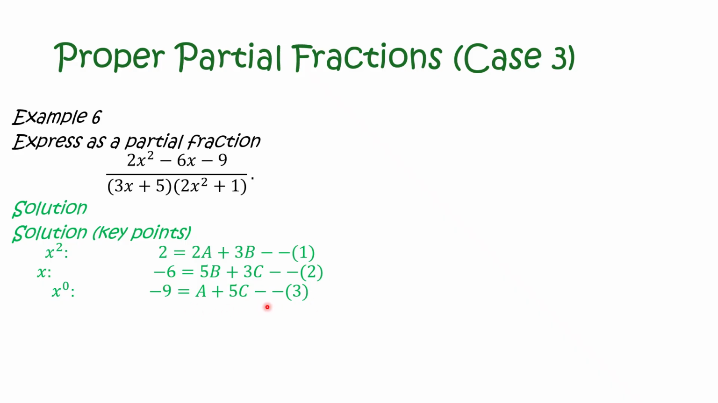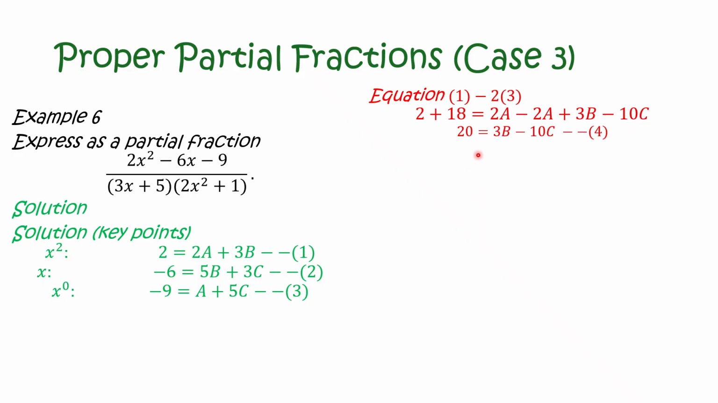So we have simultaneous equations 1 up to 3. Right, so recall the key points here. We want to eliminate one of the variables since we have 3 unknowns and 3 equations. So we are using the elimination method. Equation 1 minus 2 times equation 3, we are going to get 2 plus 18 is equal to 2a minus 2a plus 3b minus 10c. Simplifying further, we are going to get 20 is equal to 3b minus 10c. Let's label this equation 4.